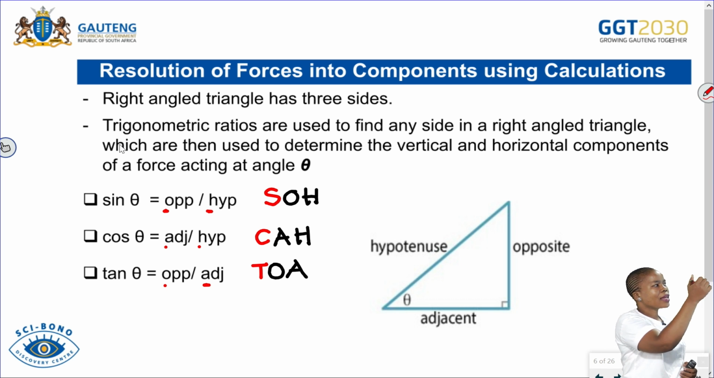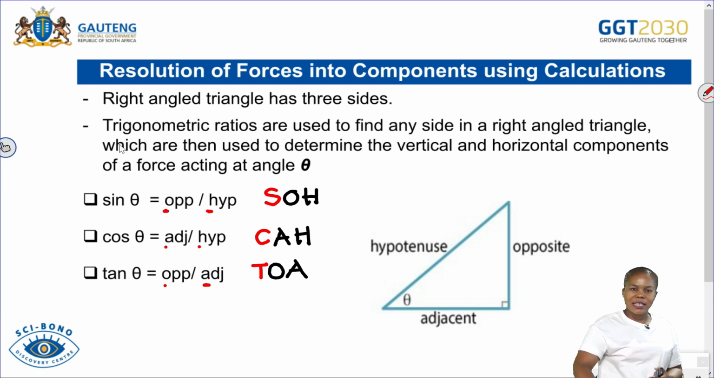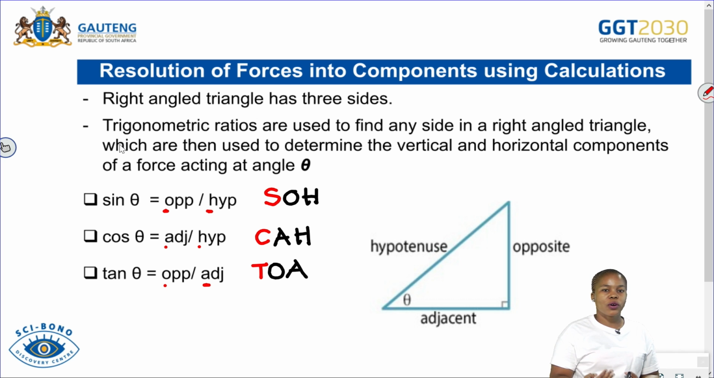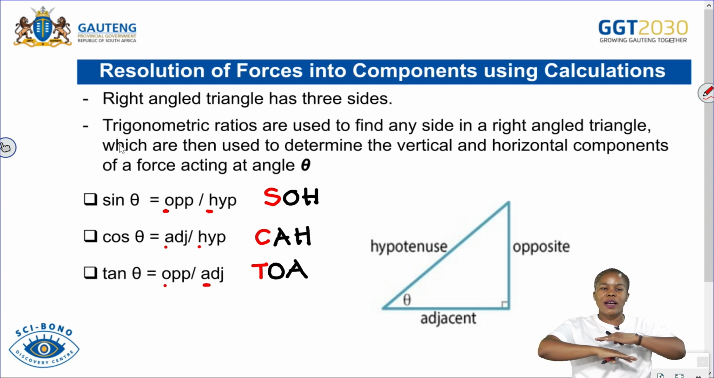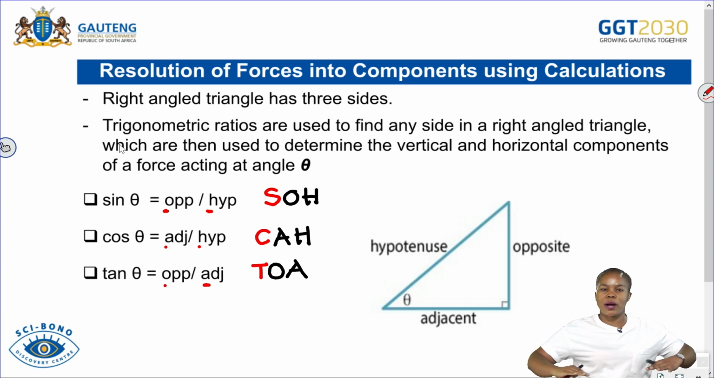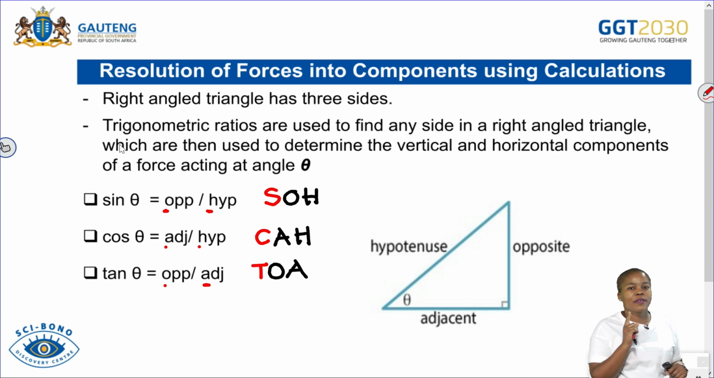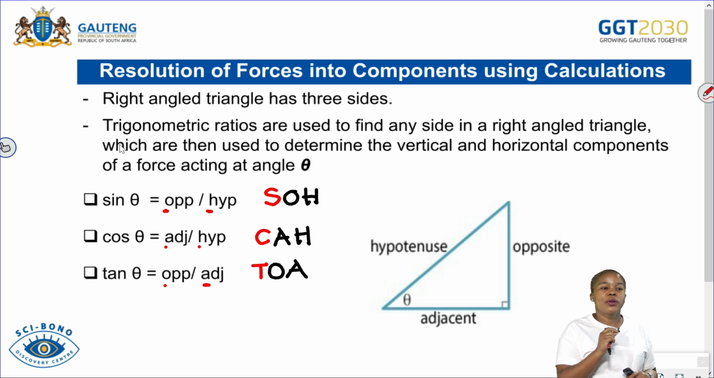With sine, when you want to find the vertical side of your right angle triangle, we use sine theta. When we want to find the horizontal one, which is on your x-axis, we use cos theta. And when we want to find the direction, usually we use tan theta, which gives us the bearing, which signifies the direction of a vector.